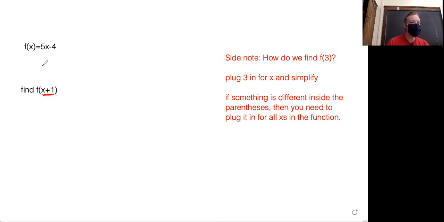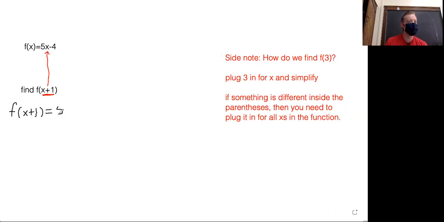And so what we're going to do is take this x plus 1 and replace this x with this whole expression. We're going to replace the single x here with this whole expression inside parentheses. So our left side is going to be just like before. It's going to be what we're told to find. So f of x plus 1 will be the left side of our function.